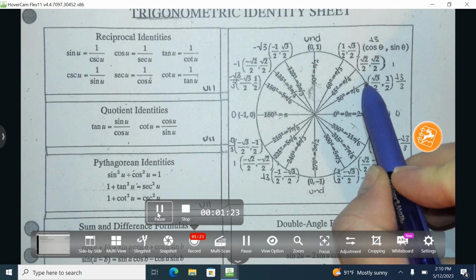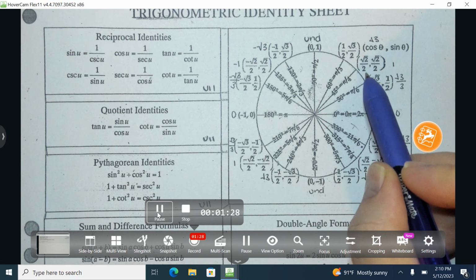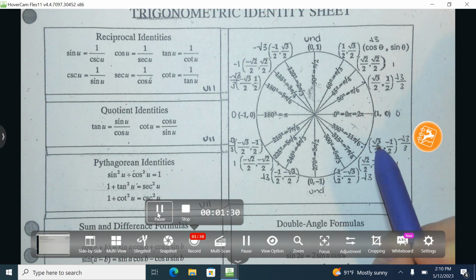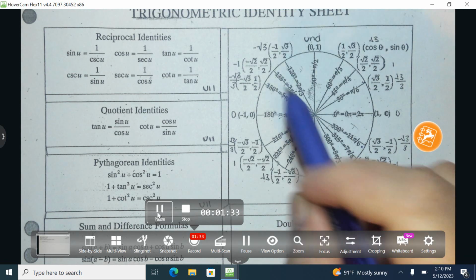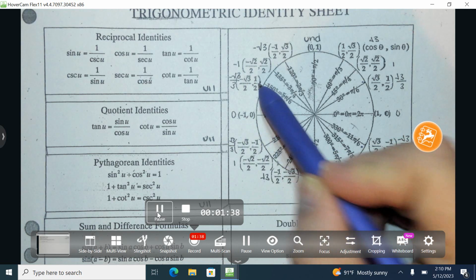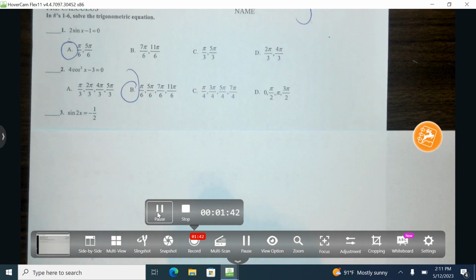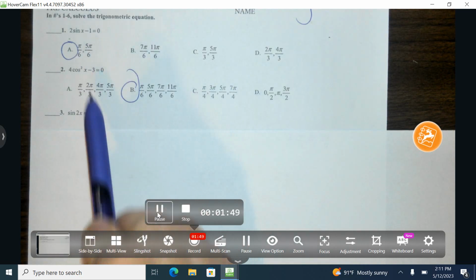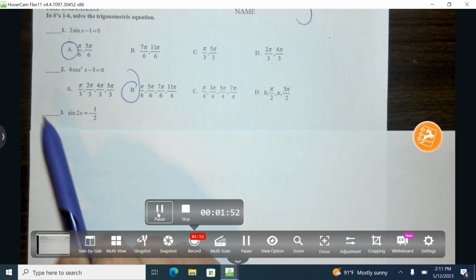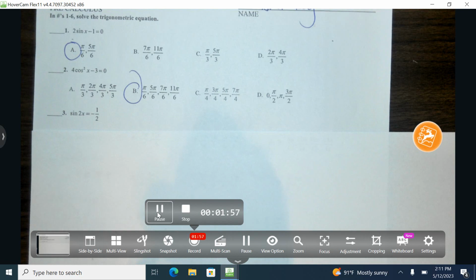Remember, it was plus or minus, so we can see this location and this location, both 30-degree reference angles. At pi over 6 and 11 pi over 6, we have positive radical 3 over 2, and negative radical 3 over 2 can be found at 5 pi over 6 and at 7 pi over 6. So the correct answer for number 2 is option B. Let's look at number 3. Right away, what I noticed different than 1 and 2 is we have a 2x instead of just x. That means you're going to do 2 complete cycles or revolutions around the unit circle.